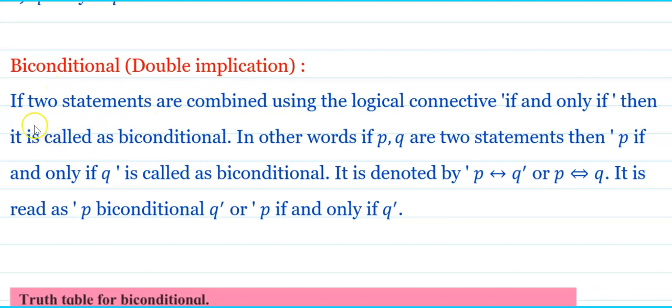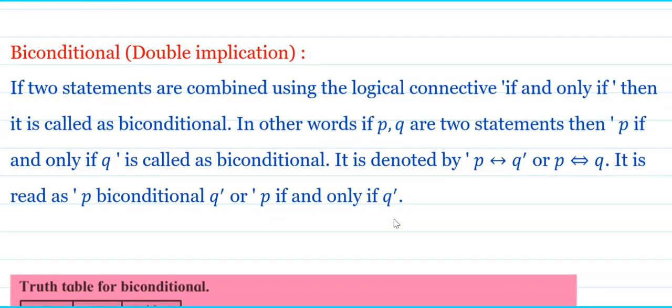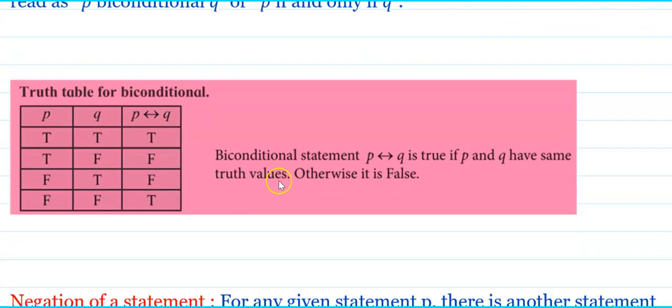Double implication. If the two statements are combined using the logical connective if and only if, then it is called biconditional. In other words, if P, Q are two statements, then P if and only if Q is called biconditional. It is denoted by P double implication Q, and it is read as P biconditional Q or P if and only if Q in this way. Okay, now we'll see the truth table for this.